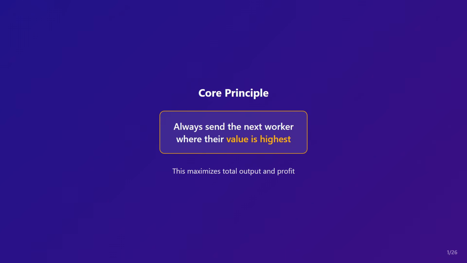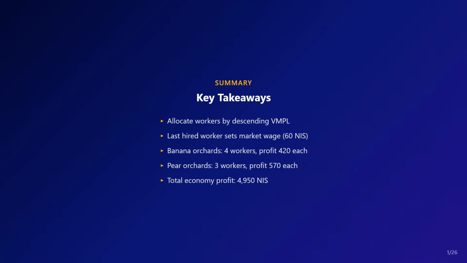Same result. Summary. So what did we learn from this exercise? We learned how to allocate workers between different sectors based on marginal revenue product. Always assign the next worker to where they add the highest value. The last worker hired determines the wage rate in the economy. From there, we can calculate each producer's profit, which is revenue minus wage costs. That's what profit means, revenue minus costs. And it's really that simple.